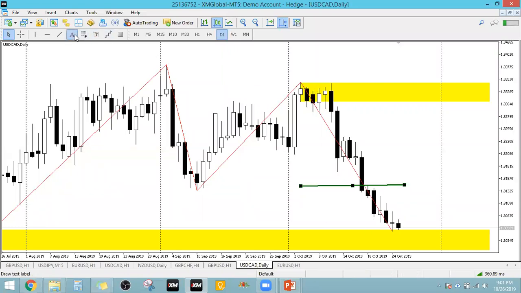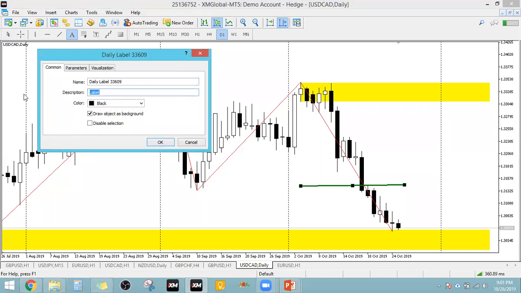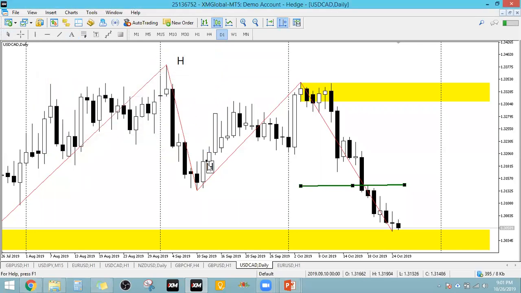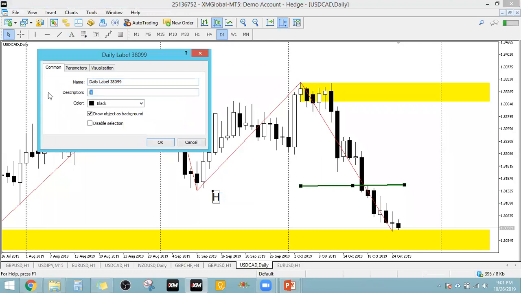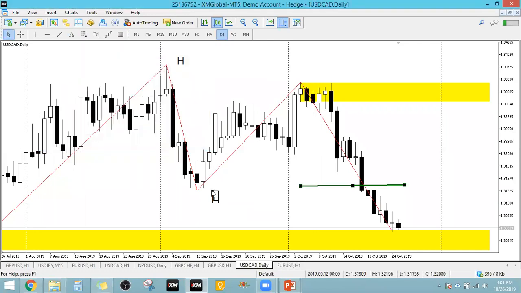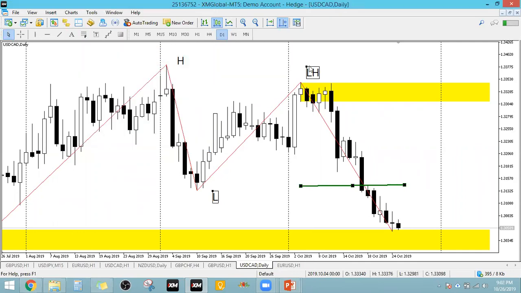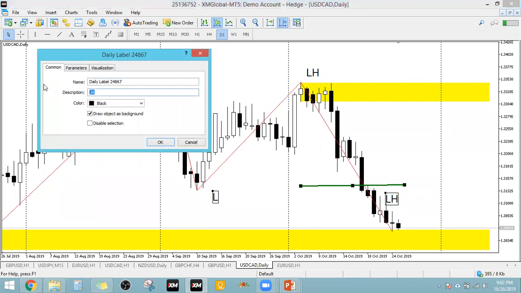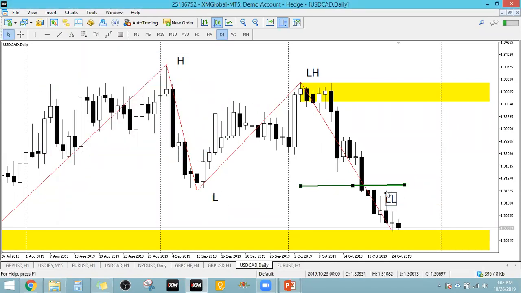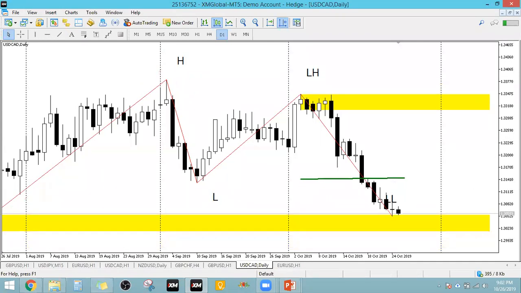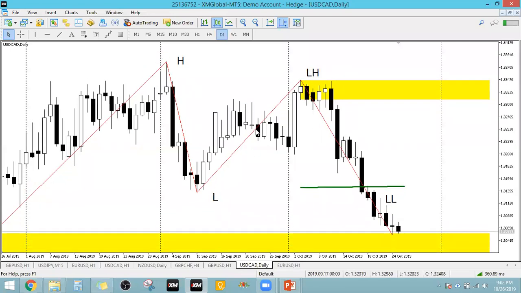If you look at it, isulat ko para mas madali nyo makita. So this is your high. Over here is your low. Tapos dito is a lower high. Tapos dito naman, pagbasag niyan, definitely, this is already a lower low. Okay? So currently, this is a downtrend. High, low, lower high, lower low. So currently, downtrend siya ngayon.